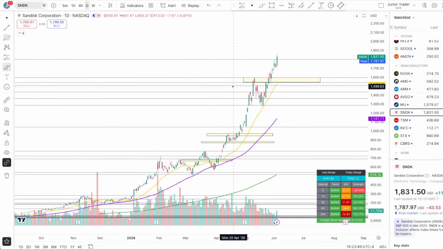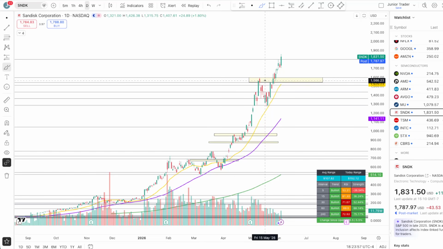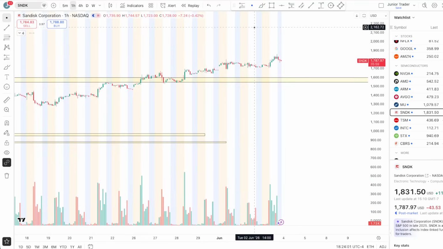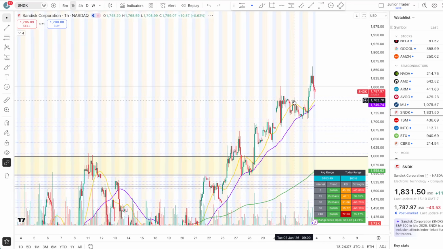Sandisk is also very strong. One difference is that these are memory stocks. Broadcom is more of a chip stock, but anyway, Sandisk is also still fine. 1572, until above, will be just remaining bullish. Hourly interval is still fine, actually not that bad. Even post-market a little bit cool off, but it's not that bad.